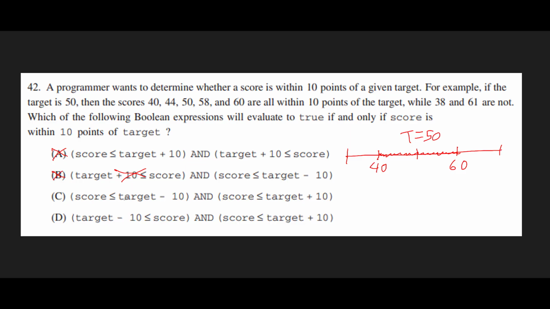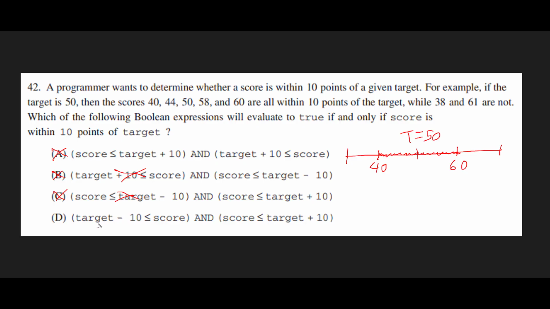Now let's look at this one. Score is less than or equal to target minus 10, and score is less than or equal to target plus 10. So this isn't correct. We don't want this range. We don't want it to be less than or equal to 40. So this is not it either. So the answer is D, but let's take a look at it.